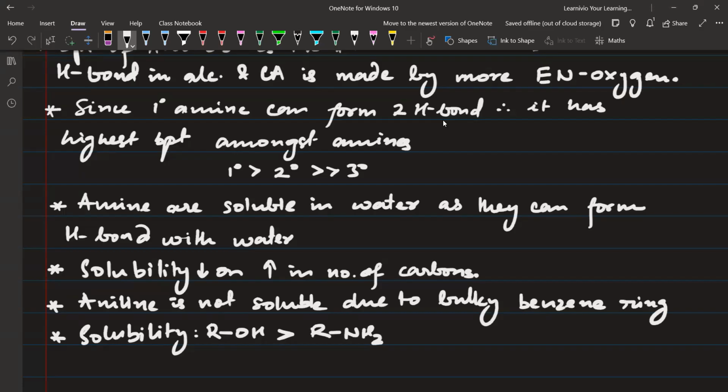Now we have only one thing left, that is chemical properties. All the chemical properties और उसके बाद फिर डाइजोनियम सॉल्ट भी हम लोग करेंगे.